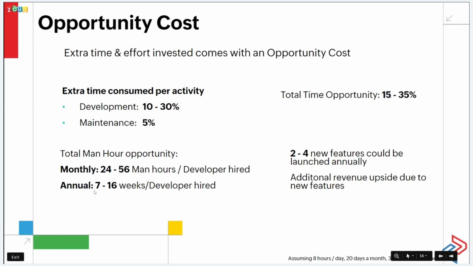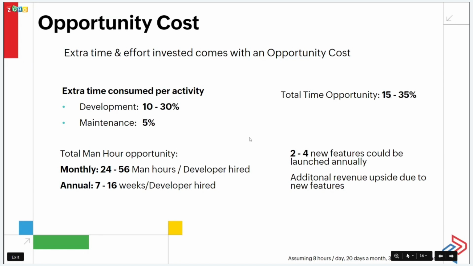And about 7 to 16 weeks per developer hired for the year. Now, assuming that you're deploying a new feature in about 3 to 4 weeks, this would mean that you could launch up to 2 to 4 new features within your application, instead of having your developers focus on the development and maintenance costs associated with a server.